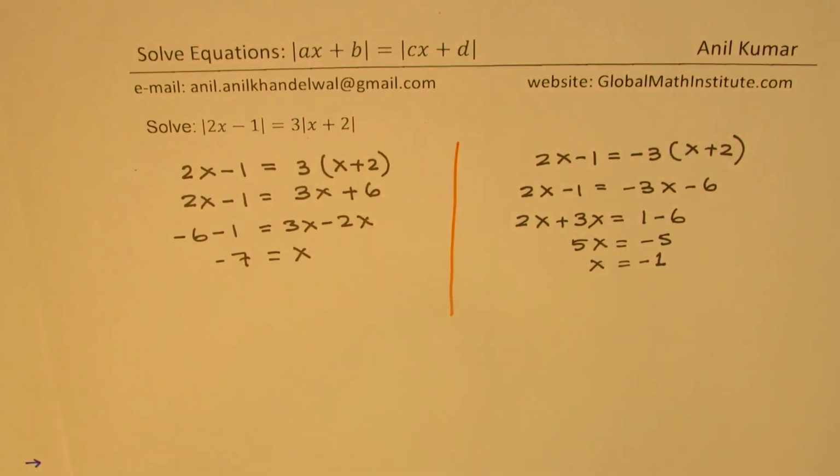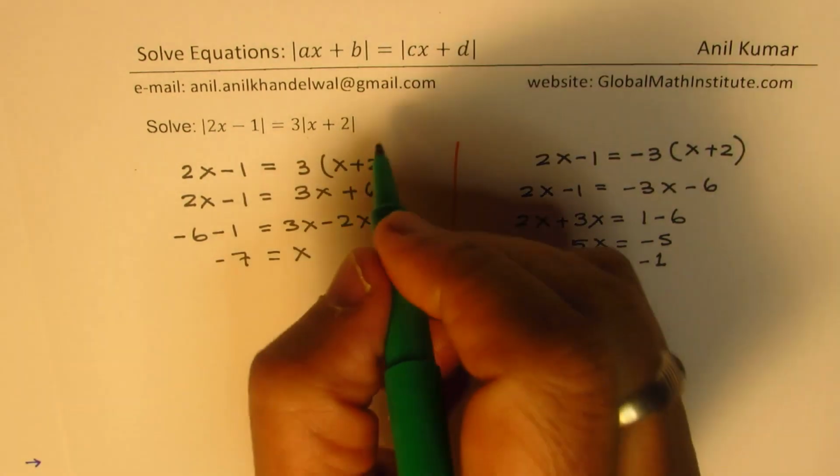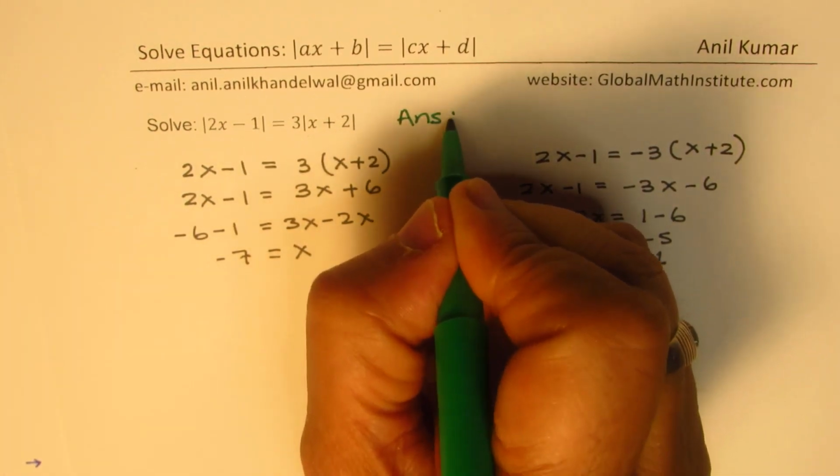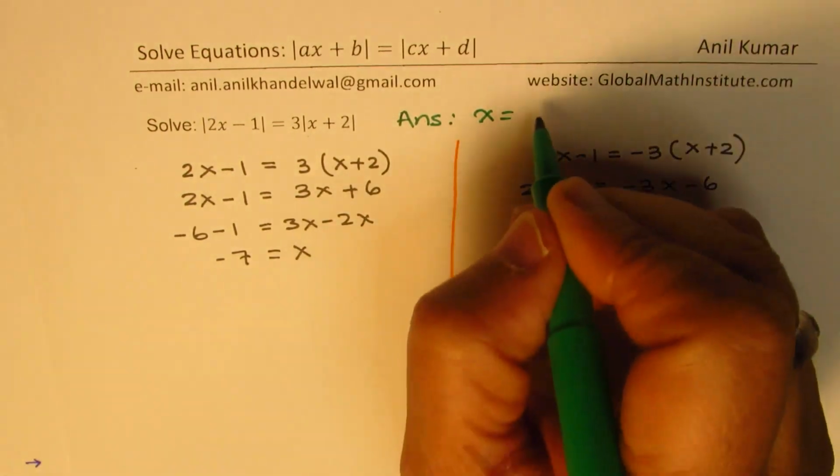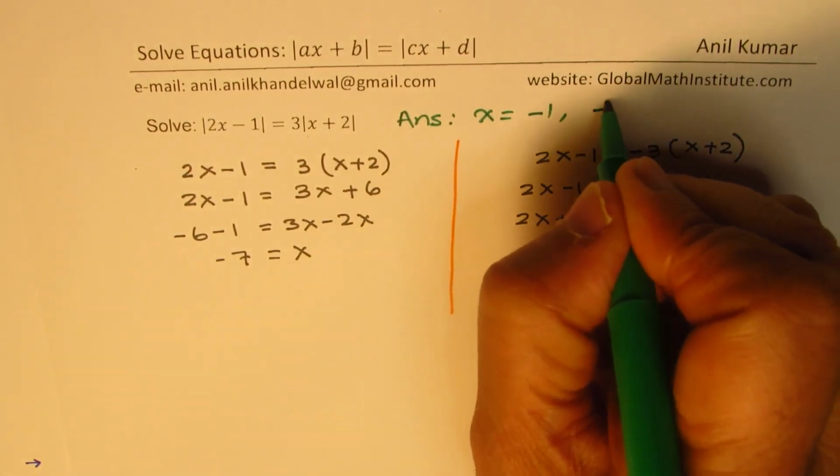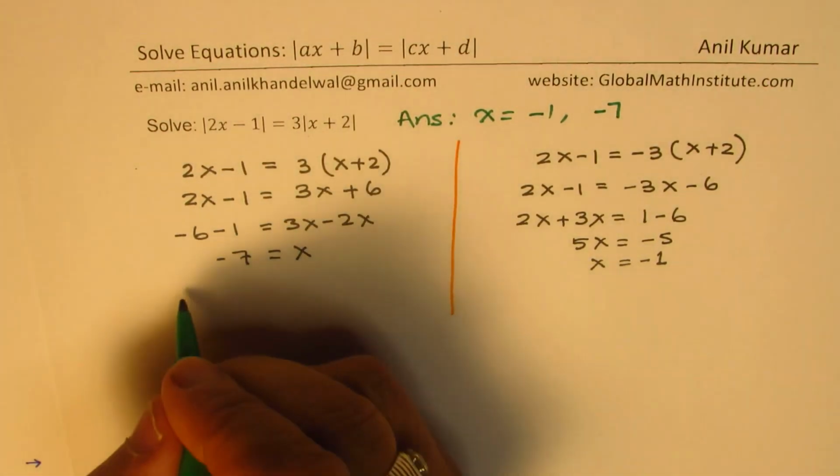Correct? So we have two solutions here. One is x is equal to minus 1, and the other one is x is minus 7. So in this case, let us check.